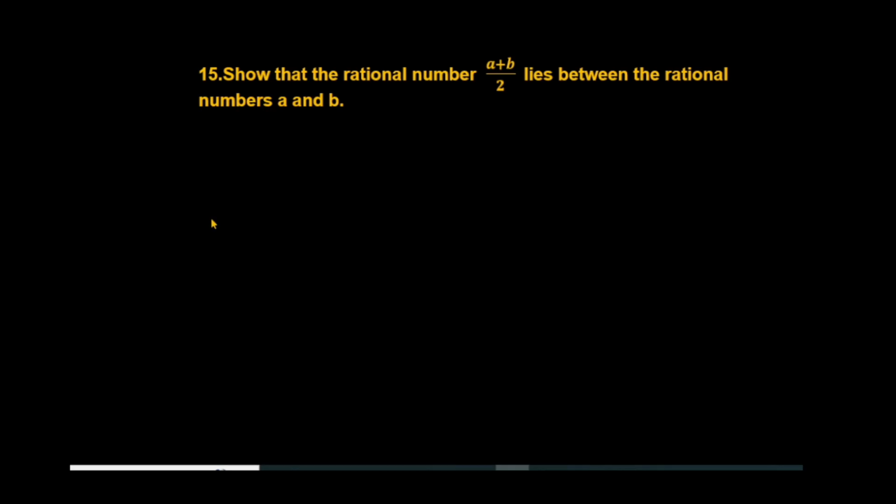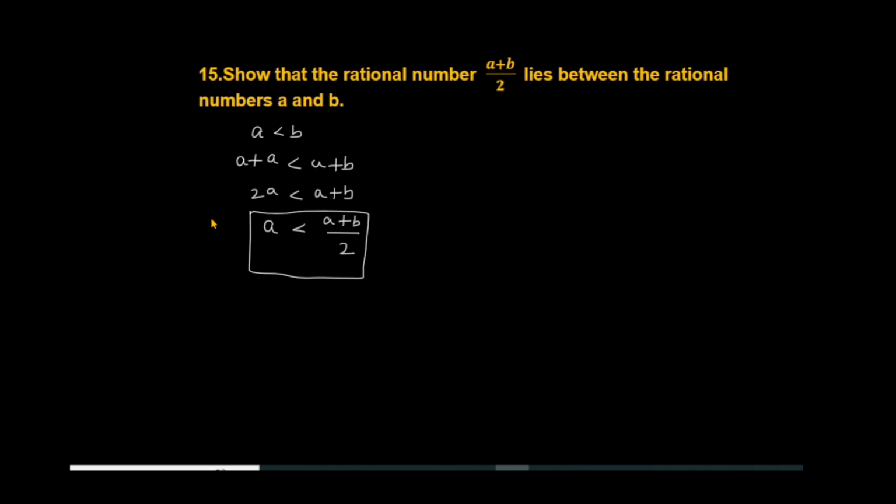15th question. Show that the rational number (a plus b) by 2 lies between the rational numbers a and b. Let's take a is less than b. Add a on both sides. a plus a is less than a plus b, which means 2a is less than a plus b. While dividing both sides by 2, I am getting a is less than (a plus b) by 2. So this is one result: a is less than (a plus b) by 2.